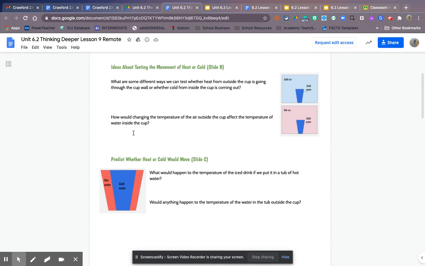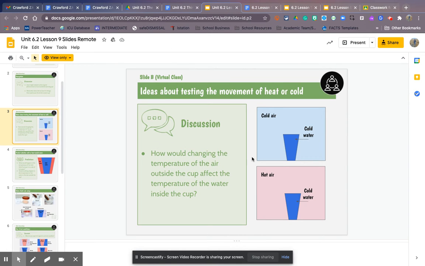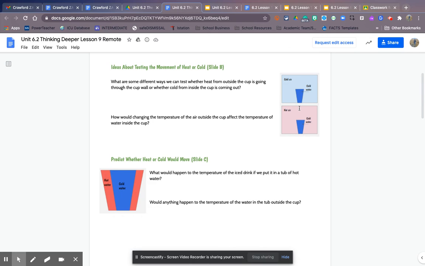Okay, and then this next section for slide B. So if you're looking at slide B, you can see the pictures a little bit more up close if you need that, but they are also here to the side. What are some different ways we can test whether heat from outside of the cup is going through the cup wall or whether cold from inside of the cup is coming out? So you could type a couple of ideas of how you might be able to test that in an experiment.